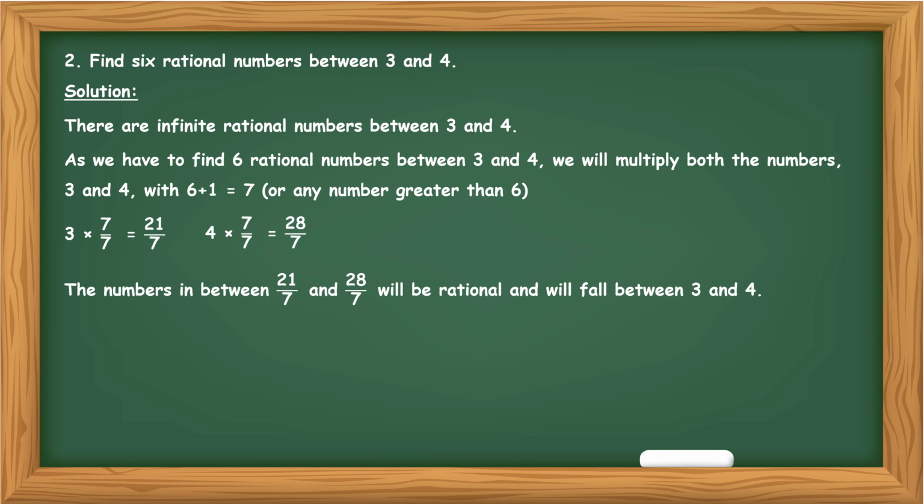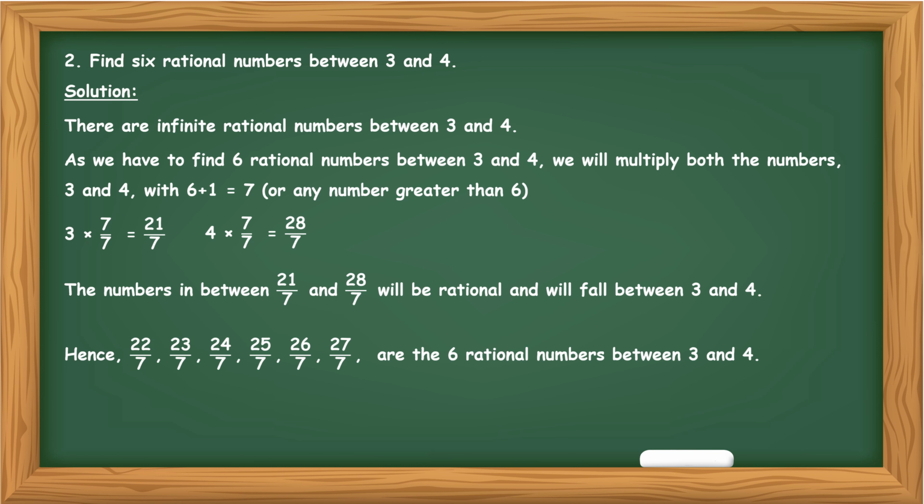So the numbers in between 21 by 7 and 28 by 7 will be the rational numbers which fall between 3 and 4. Hence, 22 by 7, 23 by 7, 24 by 7, 25 by 7, 26 by 7 and 27 by 7 are the rational numbers between 3 and 4.